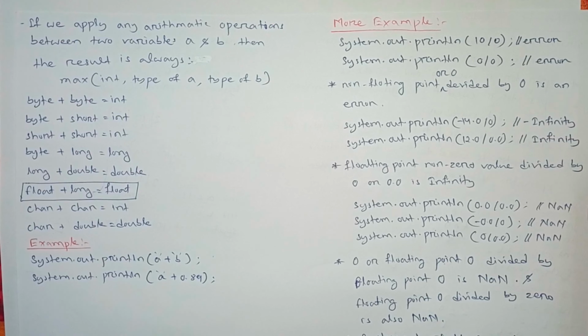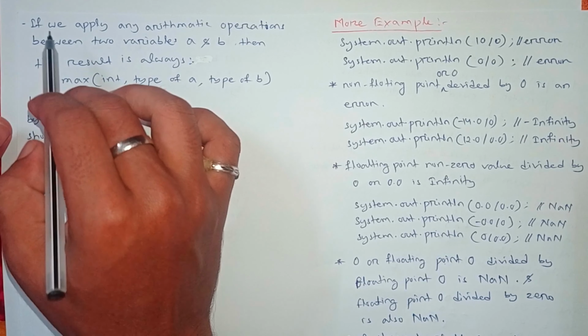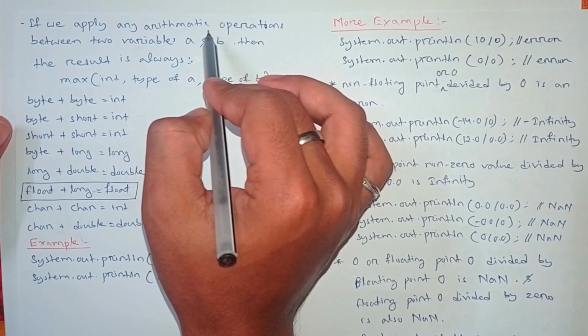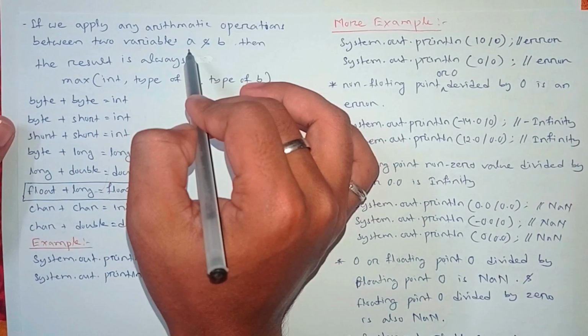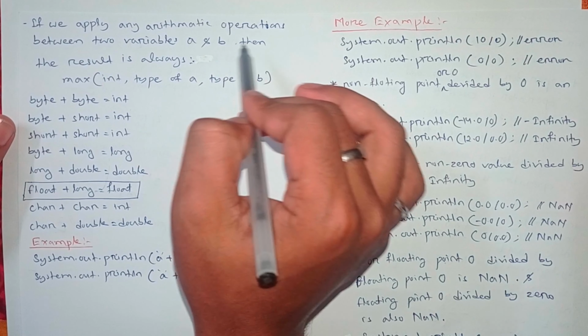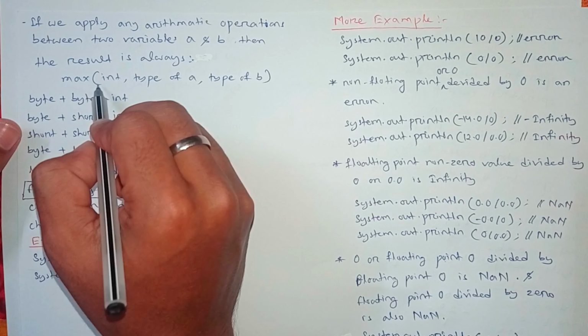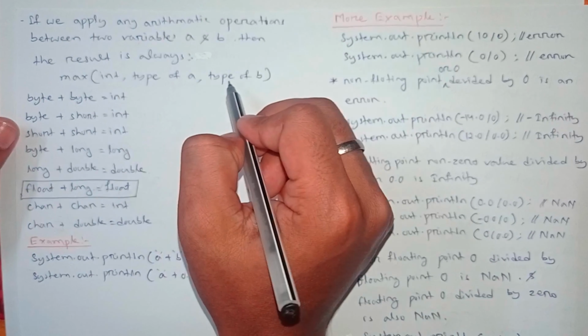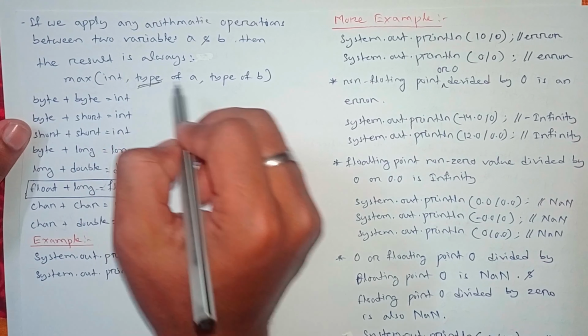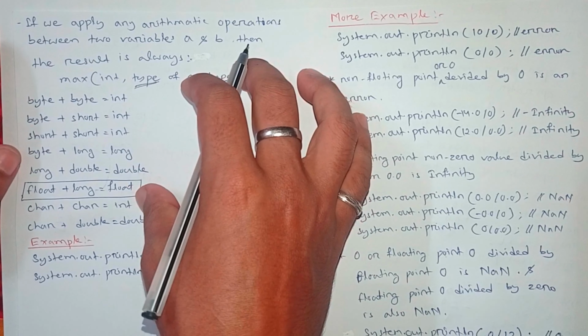For more clarity, see it here. If we apply any arithmetic operation between two variables a and b, then the result is always the max of int, type of a, type of b. So what is type?